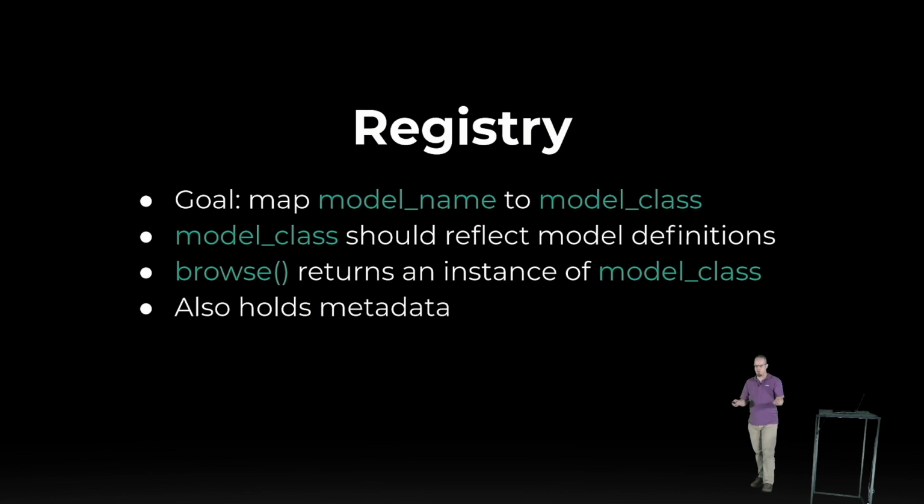The first data structure I'm going to focus on is the so-called registry. The registry is a place where every model name is associated to a Python class. This Python class corresponds to how you've defined your model in Python. And this Python class, it's also the class of the records returned by the method browse. So the records are actually an instance of that class in the registry.